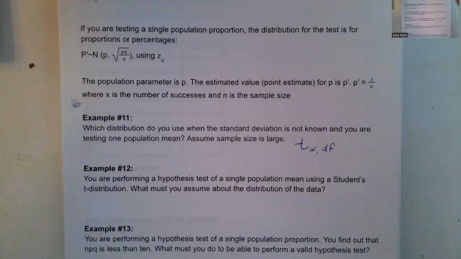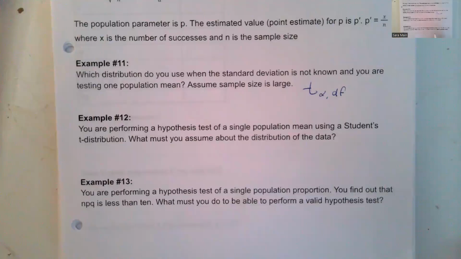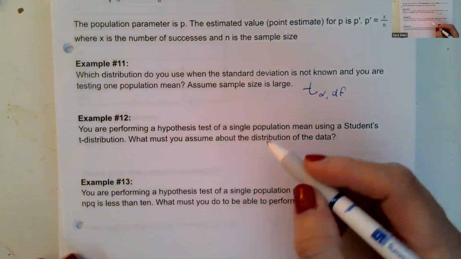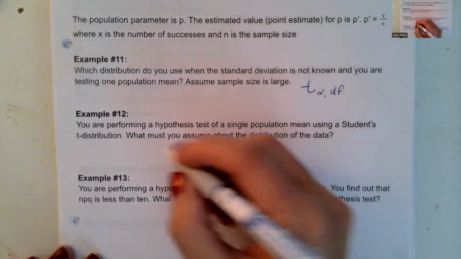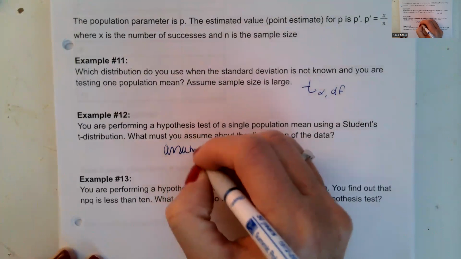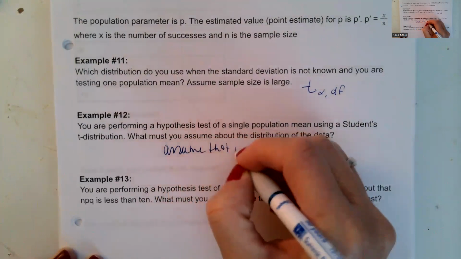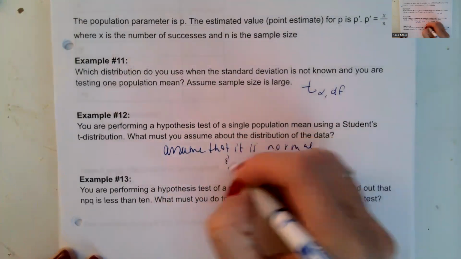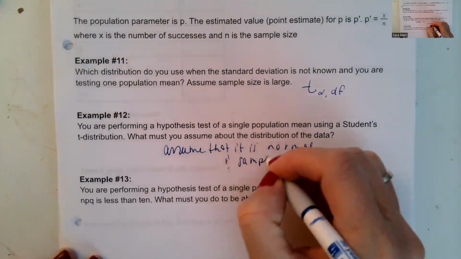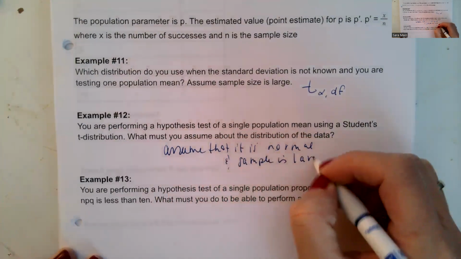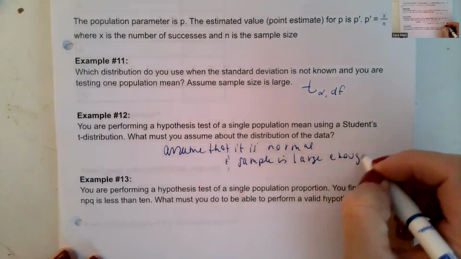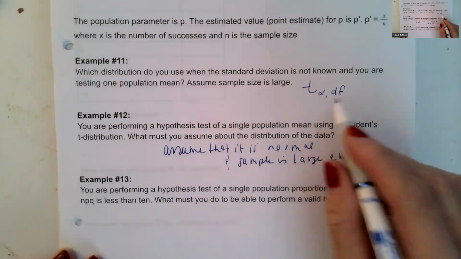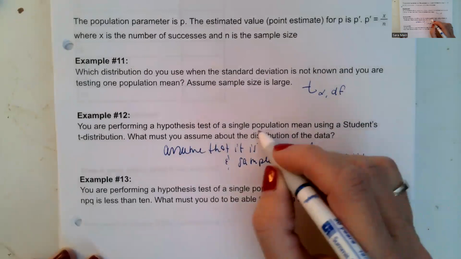Example 12: you are performing a hypothesis test of a single population mean using a student's t distribution. What must you assume about the distribution of the data? We're going to assume that it's normal, and the sample size is large enough, because we're still using the t-distribution. Remember that, because it's a population mean.